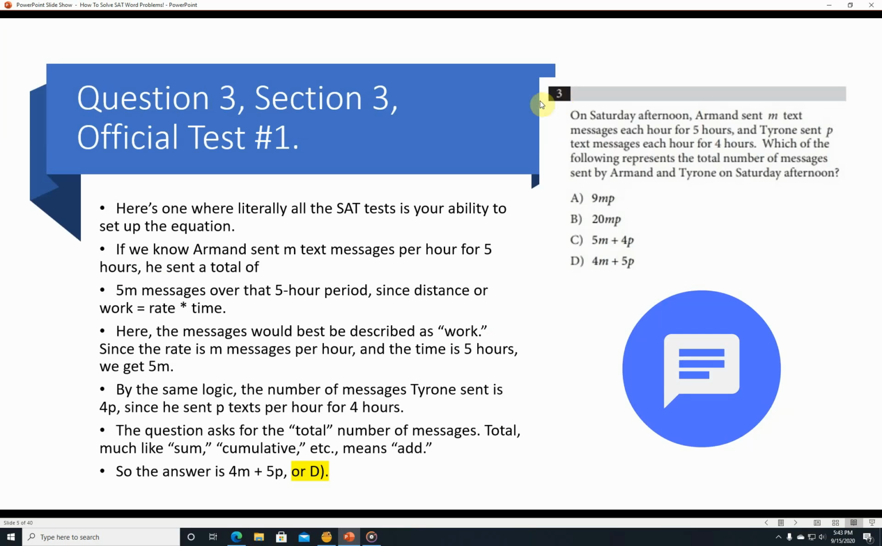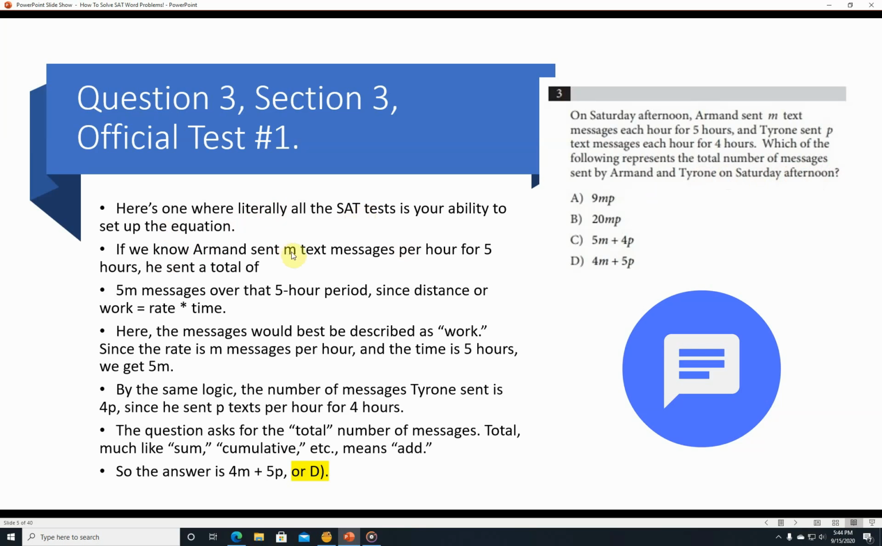So let's go to question number 3 in section 3, that's the no calculator section of official test number 1. On Saturday afternoon, Armand sent M text messages each hour for 5 hours, and Tyrone sent P text messages each hour for 4 hours. Which of the following represents the total number of messages sent by Armand and Tyrone on Saturday afternoon? So here's one where literally all the SAT is testing is your ability to set up the equation.